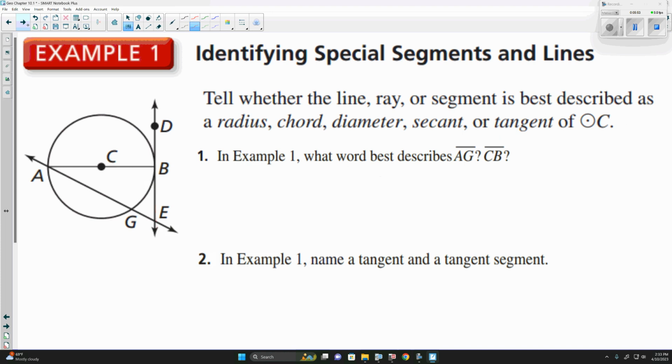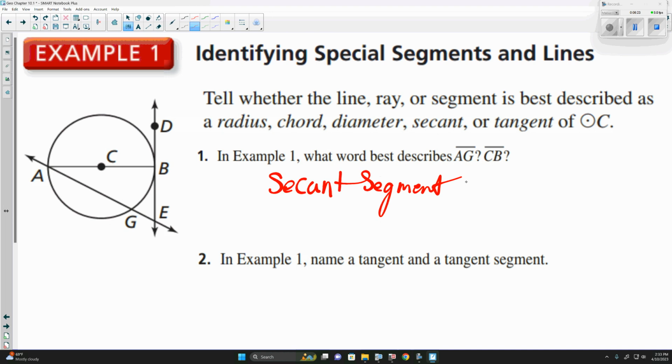In example 1, what word best describes AG? Secant. So we can call it a secant segment, or secant, because it's a line segment. It's a secant line segment, secant segment.